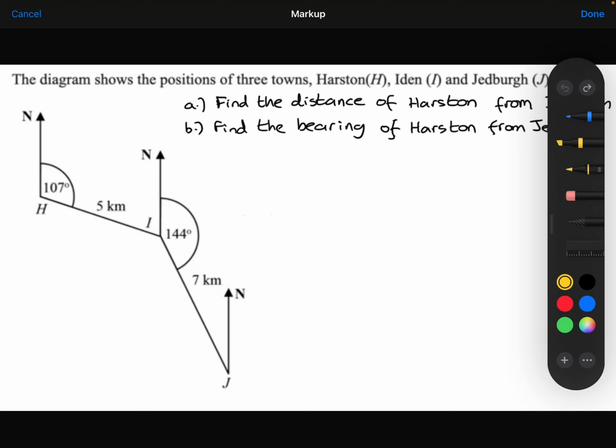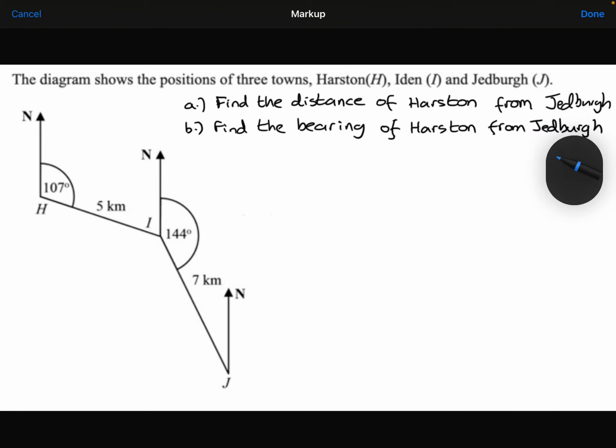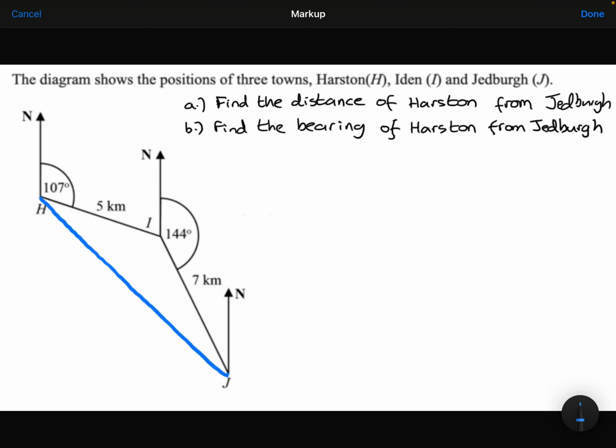The question that I'm going to be answering is asking me two questions. First of all, find the distance of Harston from Jedburgh. So I want to work out this distance here, the distance between Harston and Jedburgh. So what is that distance? I'll call it X.